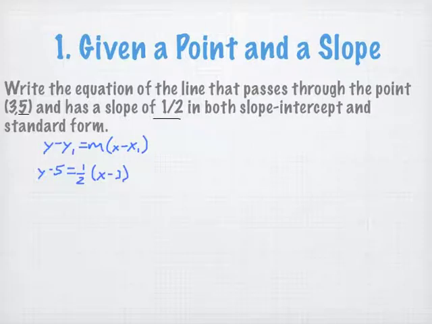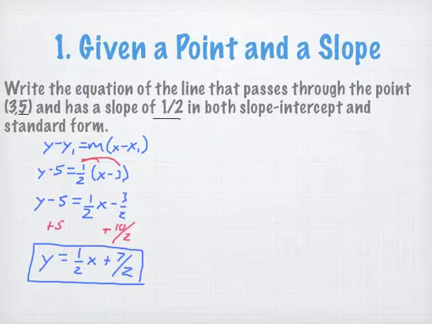And then using algebra, we need to represent that as slope-intercept form. In other words, y equals mx plus b. So first, let's distribute the 1/2 into the parentheses. Then we'll add 5 to both sides. And so there we have slope-intercept form, y equals 1/2 x plus 7/2. Or if you had 3 and 1/2, that would be acceptable as well.